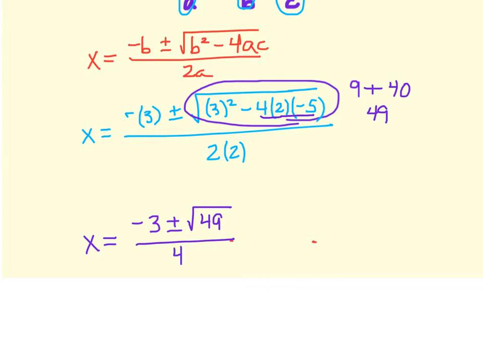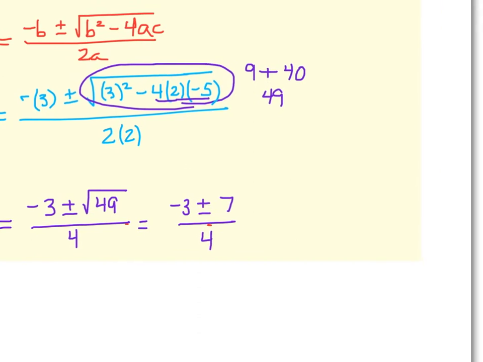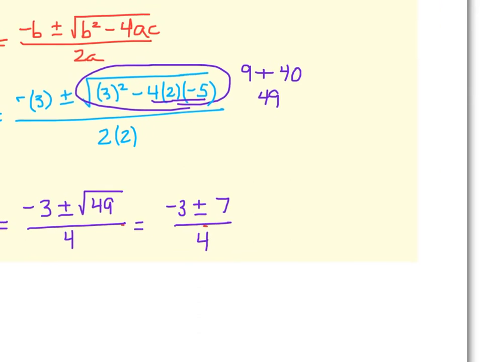All right, well, the square root of 49, we know that. Square root of 49 is 7. So how in the world do we simplify something that looks kind of weird like this? Negative 3 plus or minus a 7 divided by 4. What we're going to do is we're going to break it apart. One of these is going to use the positive 7, so you have a negative 3 plus 7 divided by 4, and then the other one is going to use the negative 7, so negative 3 minus 7 divided by 4.